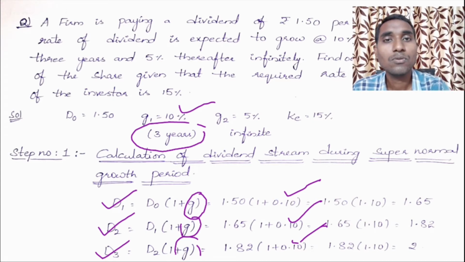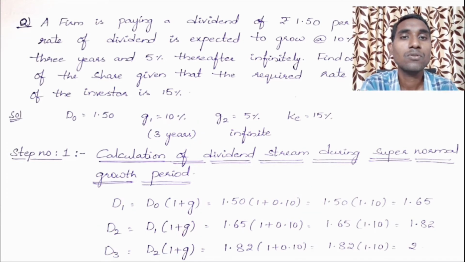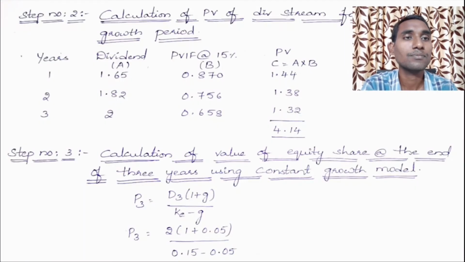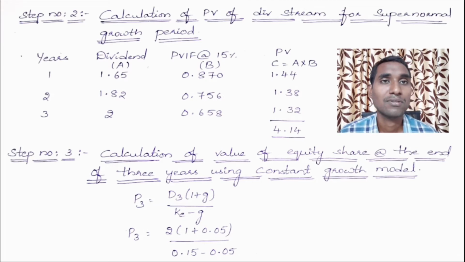Now let us move to the second step. Once you are done with the first step, step number 2 is calculation of PV of dividend stream for the supernormal growth period. We have already calculated the dividend stream in the first step. Now in the second step, you will calculate the present value of the dividend stream using some table values. You will find out the present value of the future cash flows for the supernormal group.